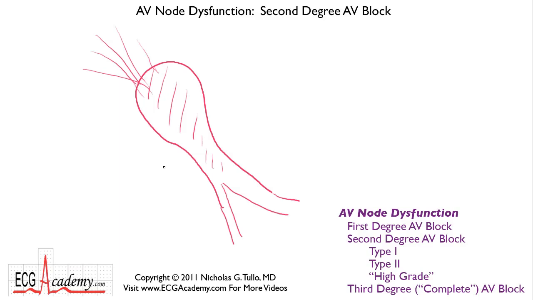We're going to go on with our discussion of AV node dysfunction, talking about second degree AV block. So we covered first degree already. Now we're going to do second degree, and you can see that the classification is a little bit complicated and that there are different types of second degree AV block. There's type 1, type 2, and there's actually high grade, which a lot of people don't think about.